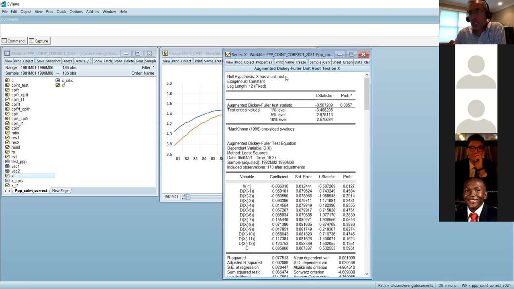Now, if we want to check if this is I(1), what do we need to do? We need to take the first difference, do you agree, guys?